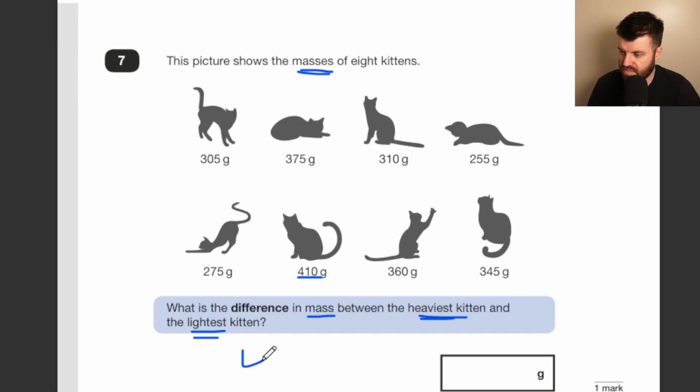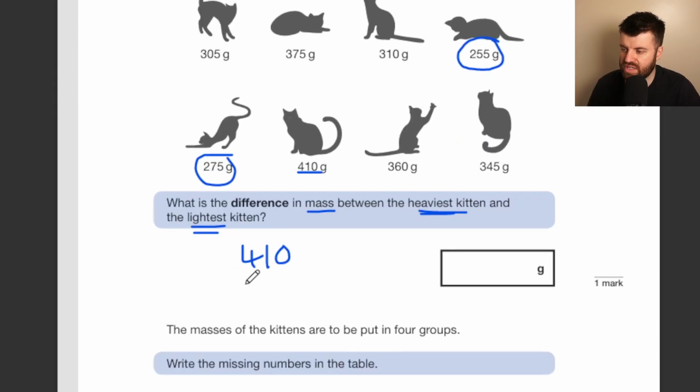This is the heaviest kitten. It's the only kitten in the 400, so it must be the heaviest. And I heard some 200s here, so the lightest is going to be 200 and something. 275 maybe? No, 255. Always check all of the numbers before diving straight in. The difference means we're going to subtract.